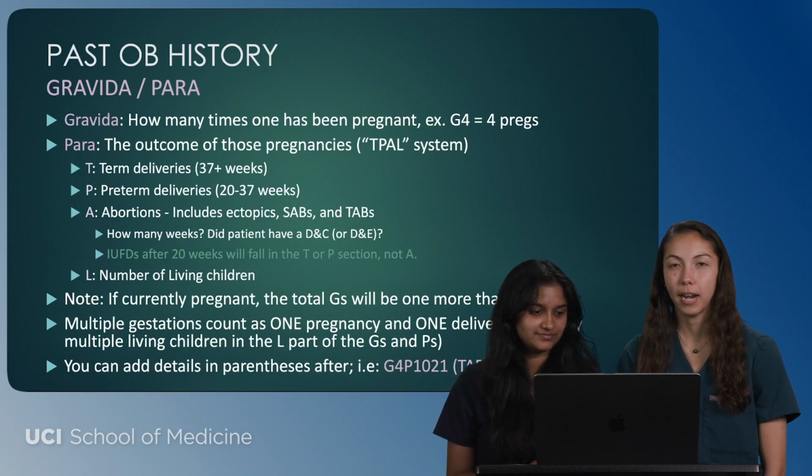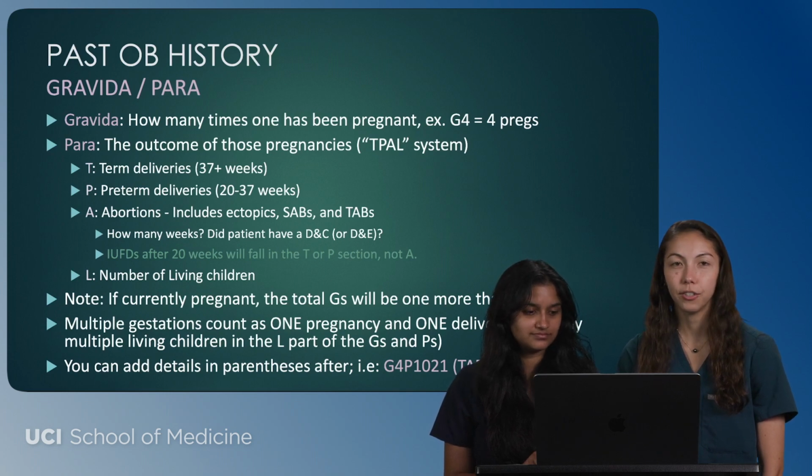So I think the first one that I picked up on were the G's and the P's. And the G's are pretty straightforward. It's basically just how many times you've been pregnant. So if you've been pregnant one time, you're a G1. But the P's are where it gets a little bit more complicated.